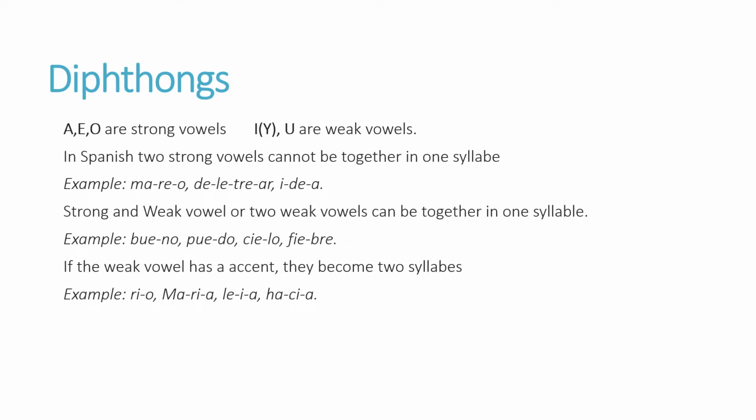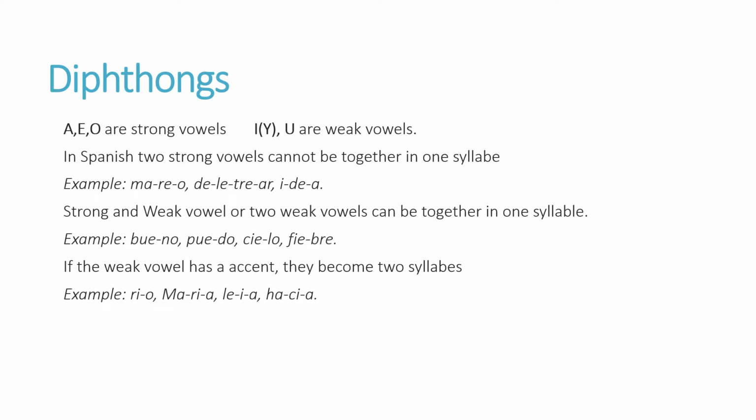Diphthongs are a very important concept to understand for a correct pronunciation of the words in Spanish. We have strong vowels as A, E, O. Weak vowels as I and U. In Spanish, two strong vowels cannot be together in one syllable. For example, mareo, deletrear, idea. The E and the O are strong vowels. They are in different syllables. The E and the A are in different syllables because both are strong vowels.